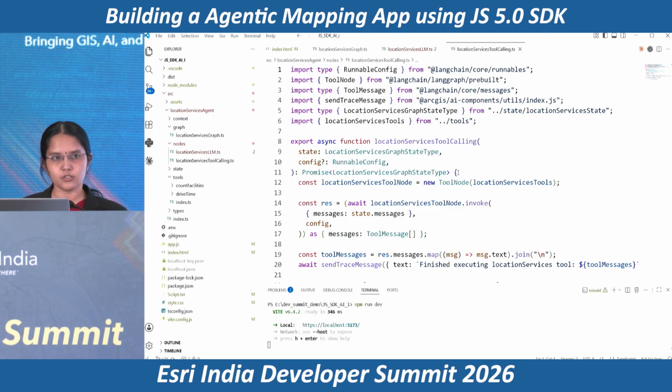So to summarize, we saw how you can use out-of-box agents in the ArcGIS JavaScript SDK, and also extend it and add your own custom agents. I'm looking forward to seeing all the agentic web mapping applications you will build using these. Thank you. Over to you, David.